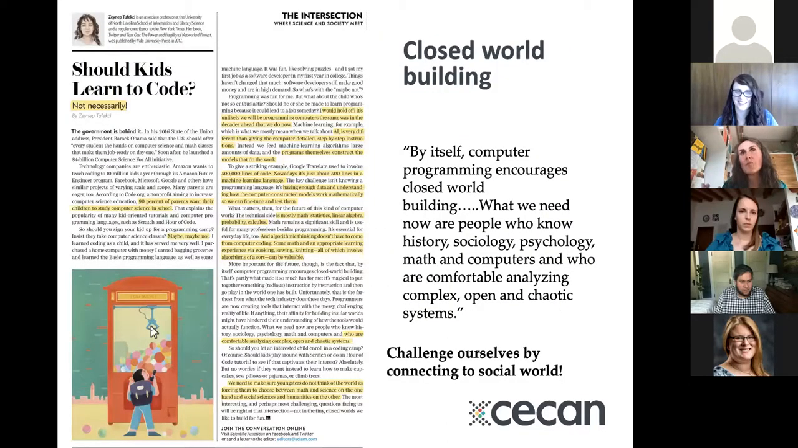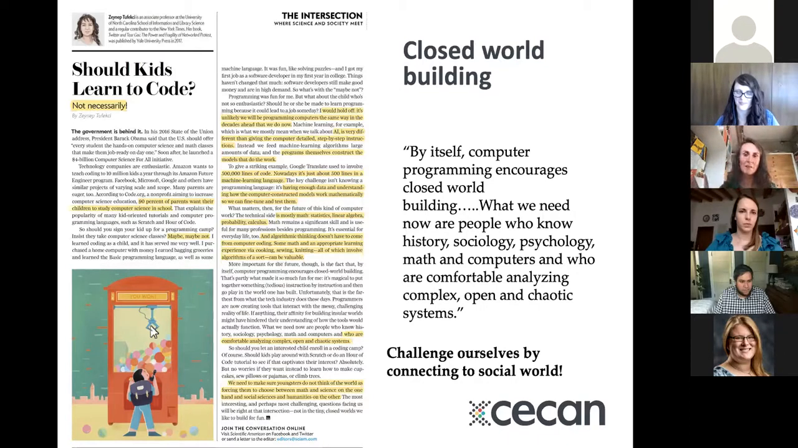The other thing, which I think A-Life is particularly good at compared to other models, is that we shouldn't be doing closed world building with our models. So, I thought this was an interesting quote that I pulled out of the intersection here. But modeling can often be about closed world building and encouraging us to look in.